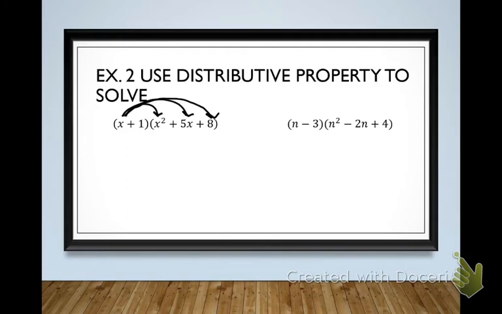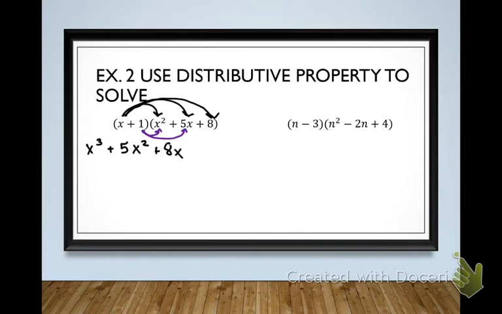Now, remember what we said about our exponents. What would be x times x squared? My first term's being multiplied. What's x times x squared, guys? X to the third power. Now let's go to my next one. What's x times 5x? I'm distributing here, guys. What's x times 5x? Add your powers. 5x squared. Okay? Now, what's x times 8? 8x. Okay? So now I'm done distributing the first term.